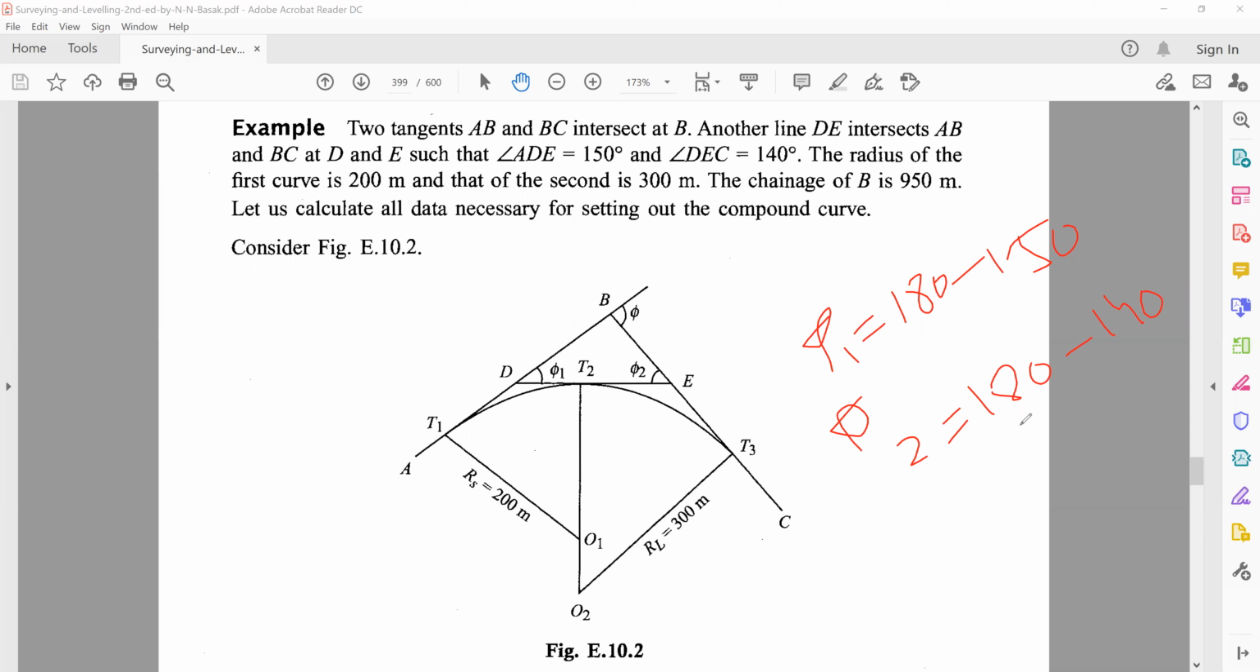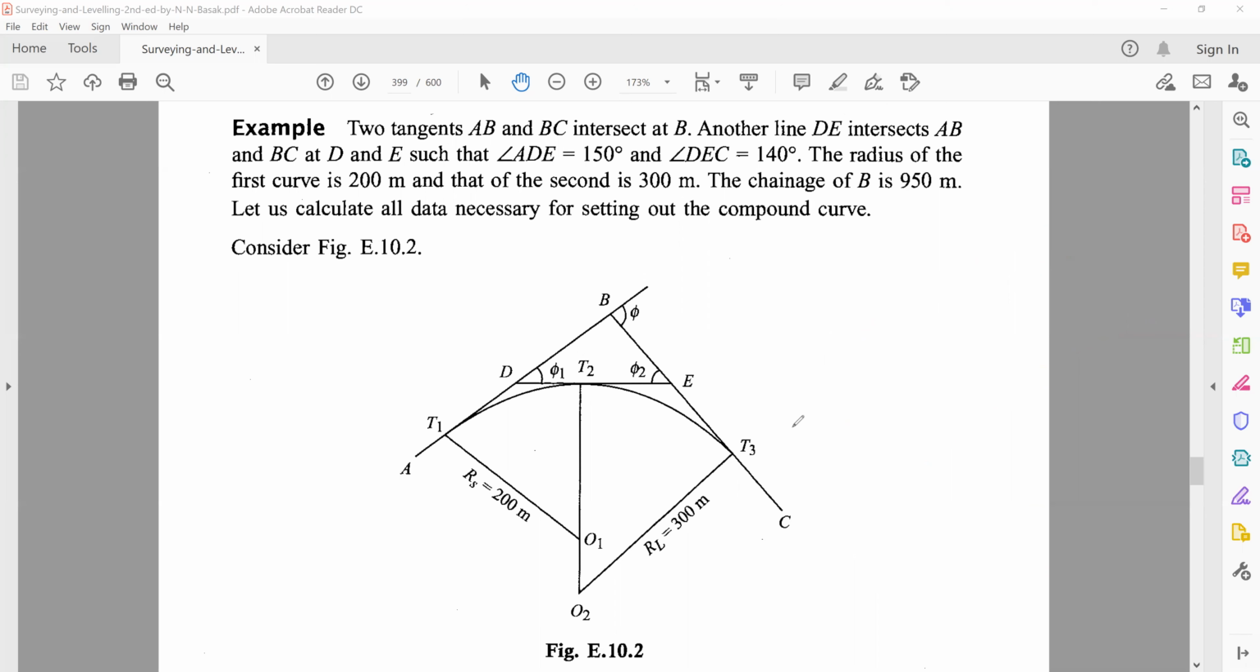So in order to proceed with this, the first step was to calculate phi 1 and phi 2. We've done that. And the next step would be to calculate phi, and phi would be equal to phi 1 plus phi 2. So now that you have the deflection angles phi, phi 1 and phi 2, the next step would be to calculate the tangent length of the bigger compound curve using the tangent lengths of the smaller or individual curves.